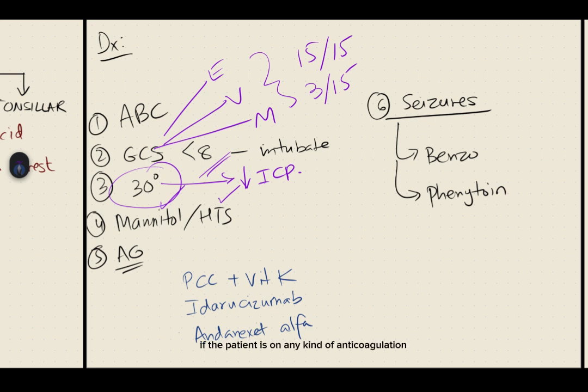If the patient is on any kind of anticoagulation, it is very important we reverse it. So if they're on warfarin, then we give them PCC and vitamin K. If they're on dabigatran, then we give them idarucizumab. And if they're on apixaban, then we give them andexanet alfa.